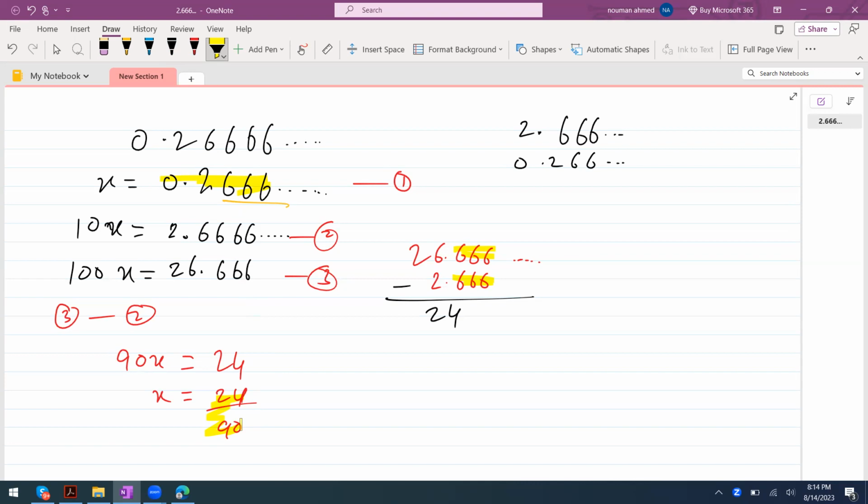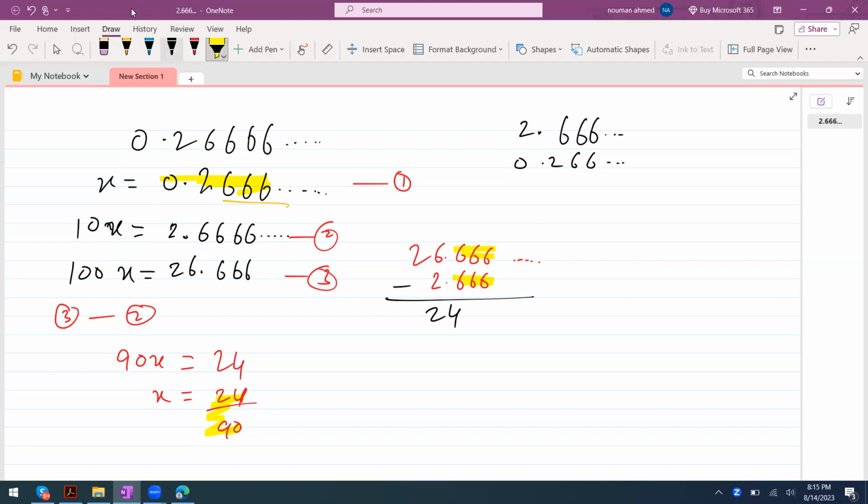Sir, but in the third equation, like 100x equal to 26.6, do you multiply with 26.6 or subtract? No, how did I get the number 3 equation? No, sir. With 100, do you multiply 26.6 or subtract it? No, we are subtracting these two equations. So 100x minus 10x, left side from the left side and right side from the right side. No, sir, I'm saying in the third equation, do you subtract 26.6 from 100 or multiply?